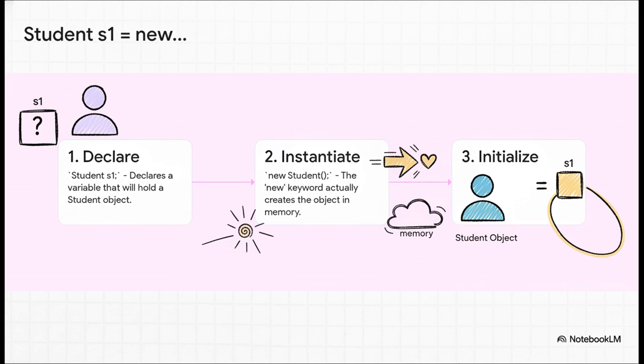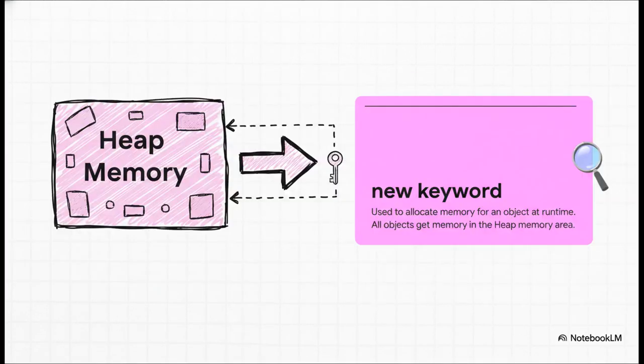Then, new Student. This is the magic moment. This is instantiation. The object is actually built in your computer's memory. And finally, that little equal sign, that's initialization. It connects your label s1 to that brand new object you just created. So the really crucial part of all that is the new keyword. You can basically think of it as the magic wand for making objects. It's the command that tells the system, hey, go find some space in memory in a special area called the heap and build me one of these Student things right now. It's the key that turns that logical blueprint into a real thing inside your computer.